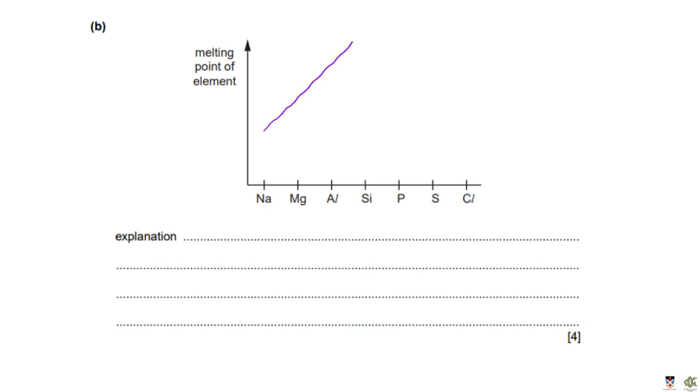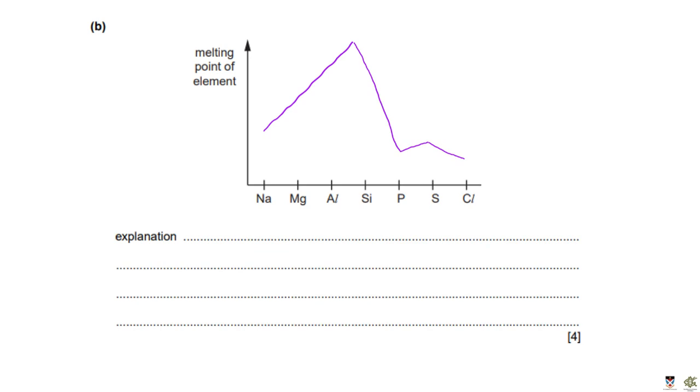And then we drop down to phosphorus and sulfur and chlorine because they've only got simple molecular structures with weak van der Waals forces between the molecules. So your trend will then go down to phosphorus. Phosphorus will have a lower melting point than sulfur because sulfur molecules contain more electrons than the phosphorus molecules. And then it drops down again to chlorine, which will have the lowest melting point of those non-metals.